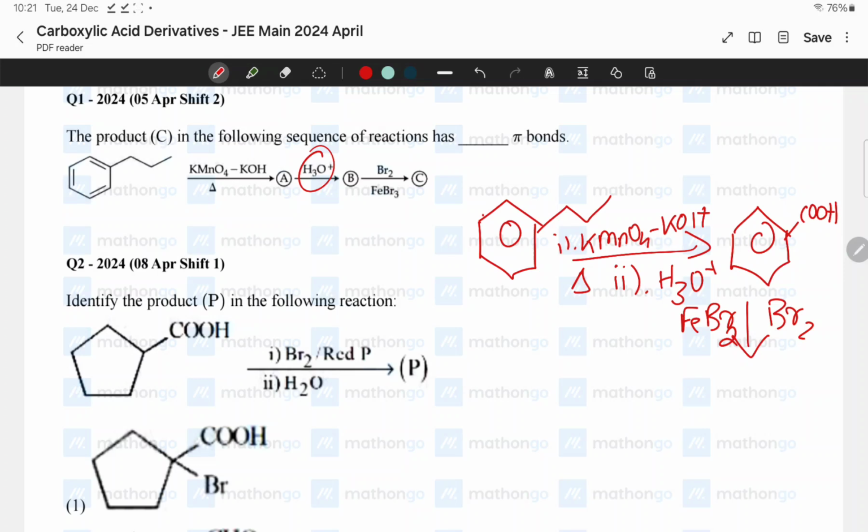Anyway, however we add this Br2, the number of pi bonds will be the same or different. If you are adding this Br into this compound, what happens? Br will come in ortho, para and meta position. You know that, right? So ortho, meta and para position it will come.